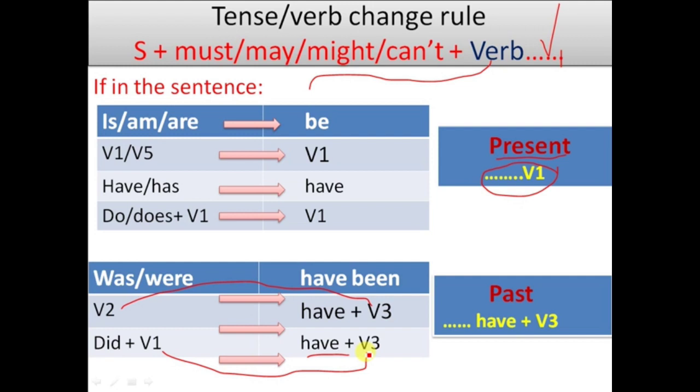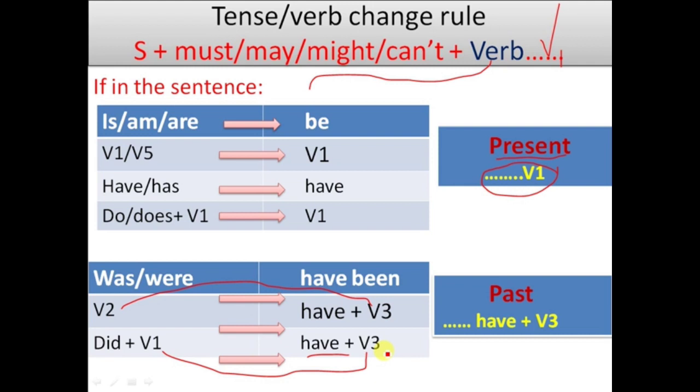So it would be better if you copy this slide. Is, am, are into be, V1, V5 into V1, have, has into have, do, does plus V1 into V1. It means if the sentence is present, use the appropriate V1 form of the given verbs. So if the sentence is past, use have plus V3. Like if there is was, were, have plus V3, have, and V3 form of was, were is been. Similarly, if V2, have plus V3, if did plus V1, have plus V3.